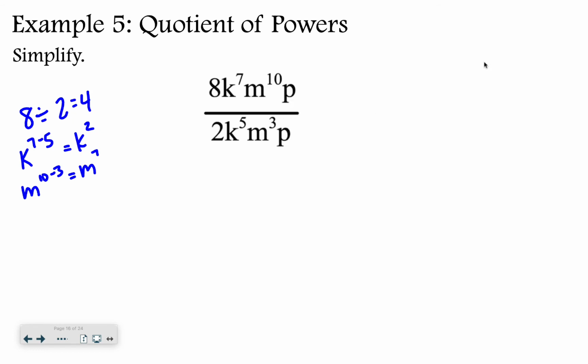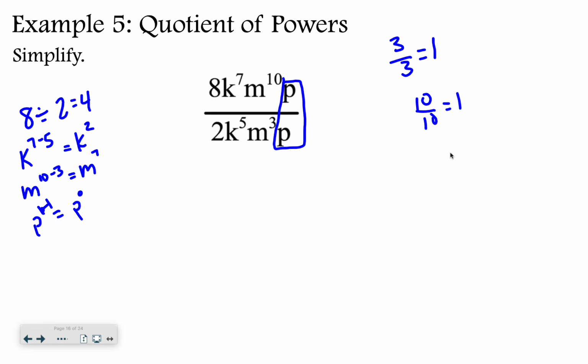And if we think about this, you get p to the 0 power, because you'd have 1 minus 1 is p to the 0 power. If we break this up into its own fraction, it's something over itself. So if I have 3 over 3, that equals 1. If I have 10 over 10, that equals 1. If I have x over x, that equals 1. Whenever you have something over itself, it equals 1. So anything to the 0 power is 1.